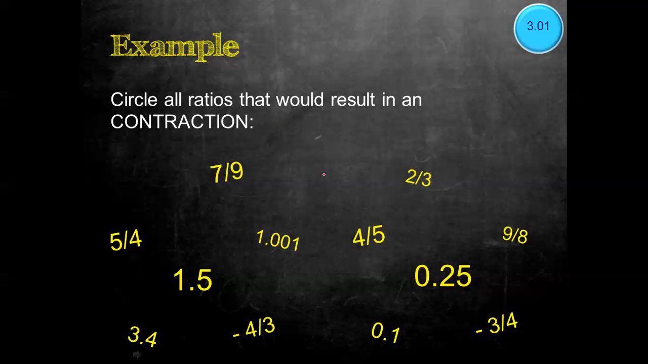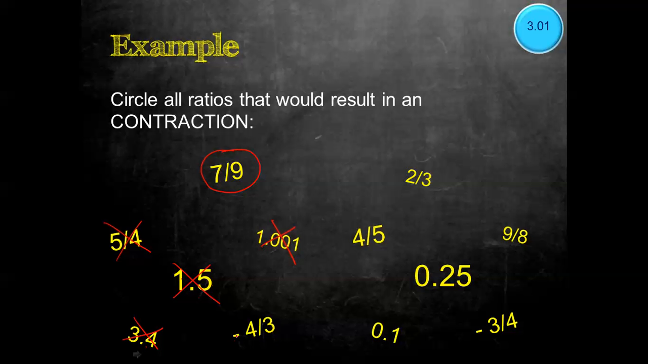So here, we want to circle all the ratios that would result in a contraction, okay? So that are getting smaller, all right? So 7/9, that's less than 1, so we would include that. 5/4, that's bigger, so we wouldn't with that one. 1.5, that's greater, so that one's a no. 3.4, that one's a no. 1.001, no. Negative 4/3, okay?